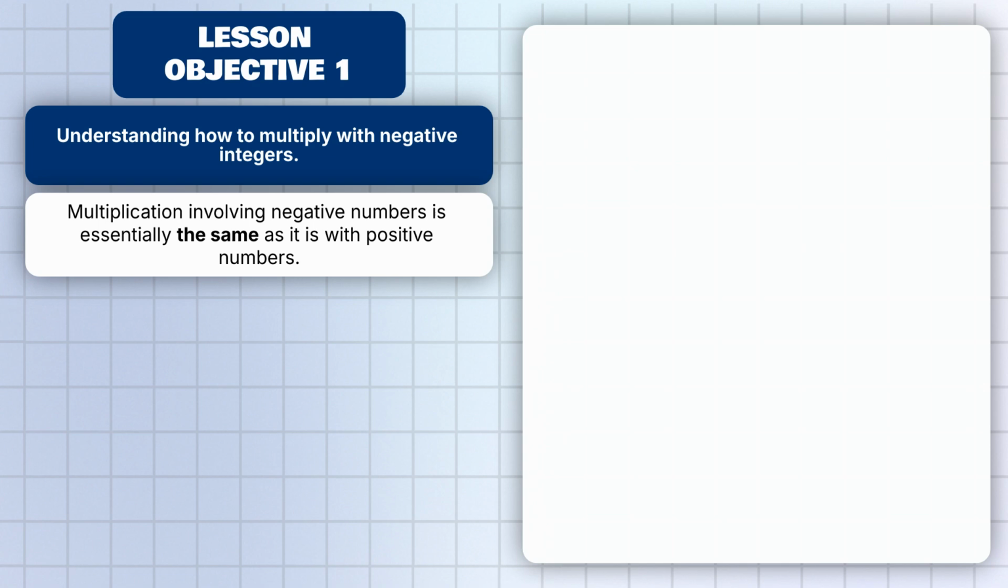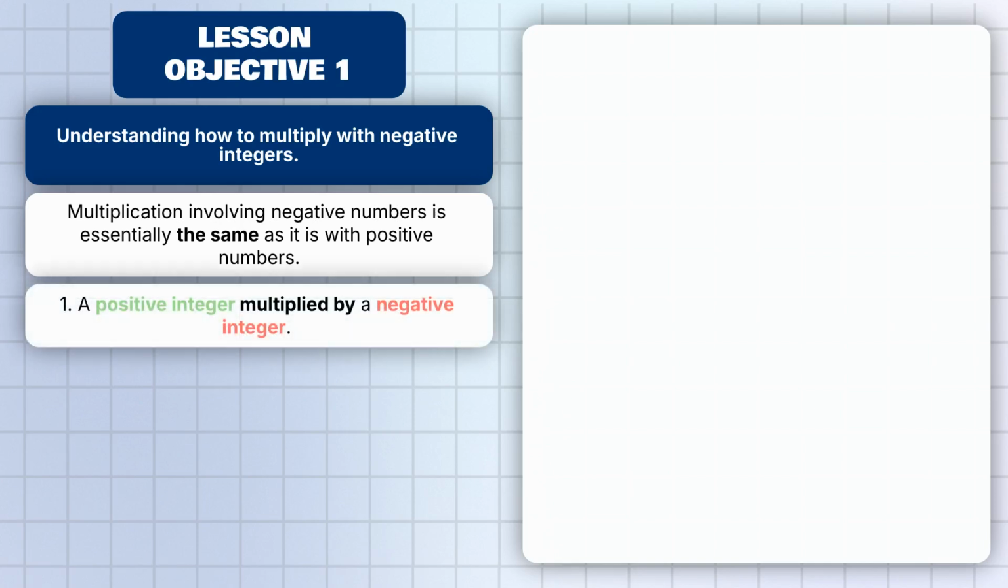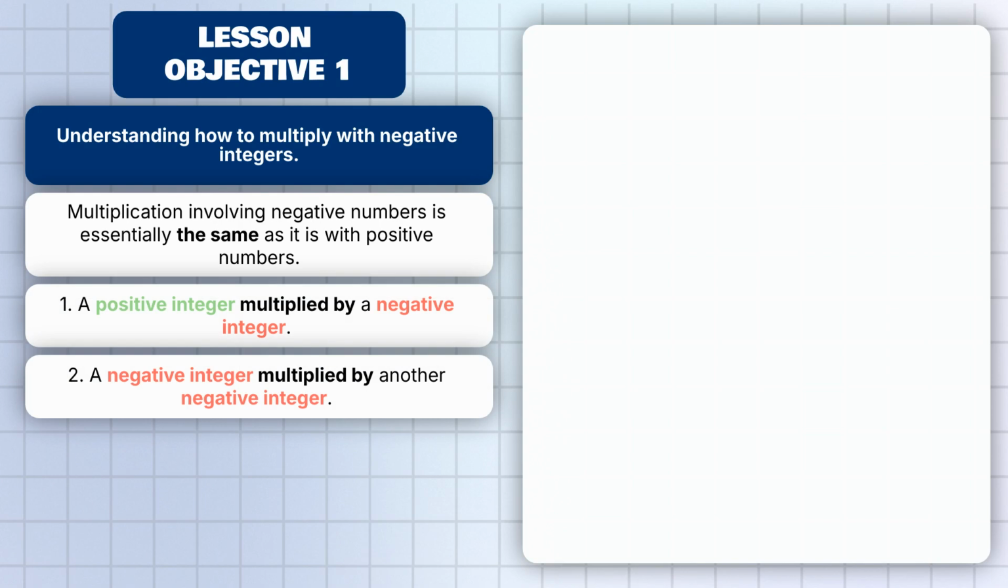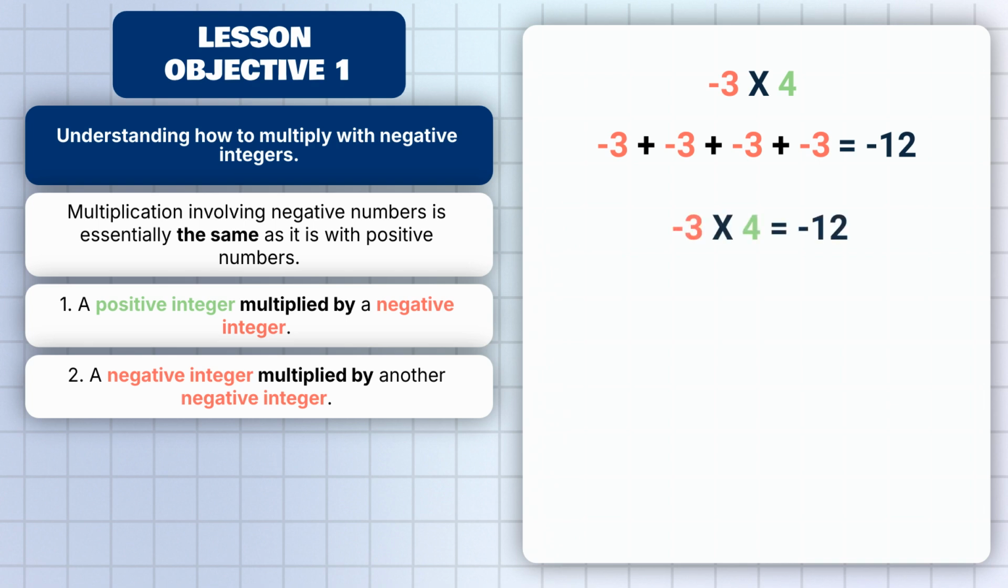When multiplying with negative numbers, we encounter two distinct cases: a positive integer multiplied by a negative integer, and a negative integer multiplied by another negative integer. Let's see how to handle these cases, focusing first on a positive integer multiplied by a negative integer. Let's consider how to calculate -3 multiplied by 4. One way is by writing out the repeated addition and adding these values together. We have determined through this that -3 multiplied by 4 equals -12.